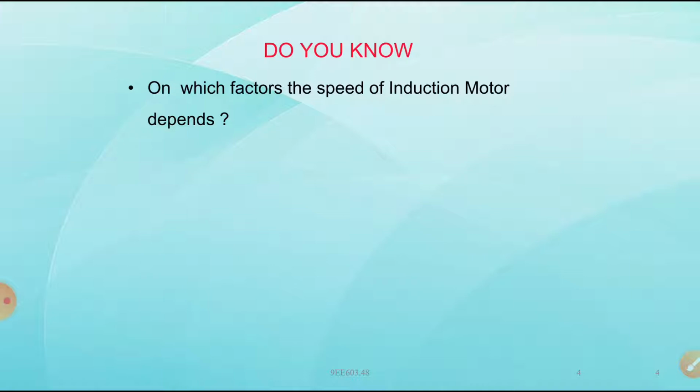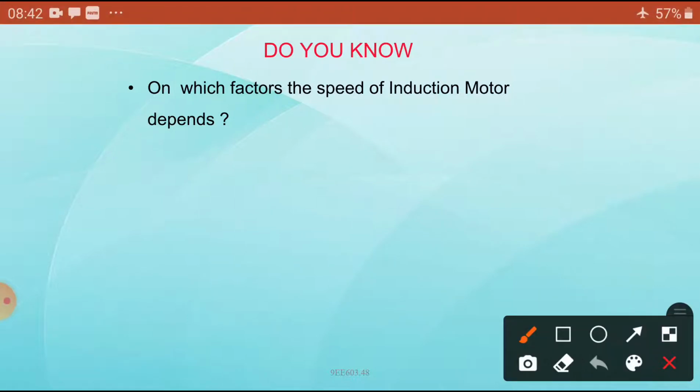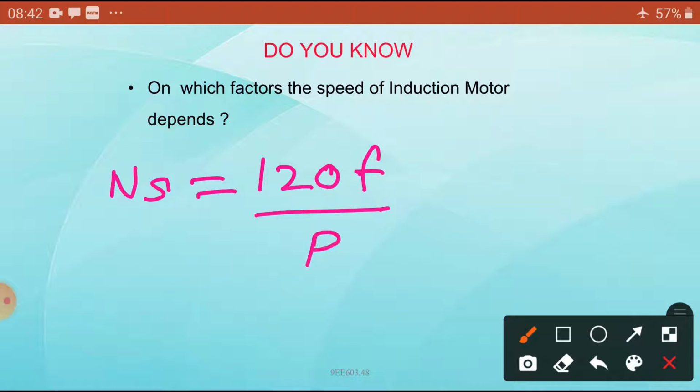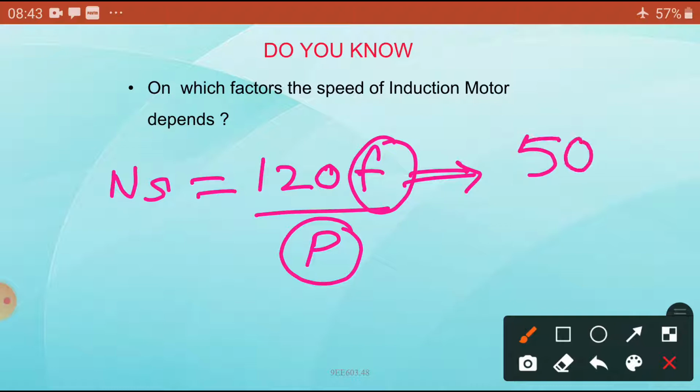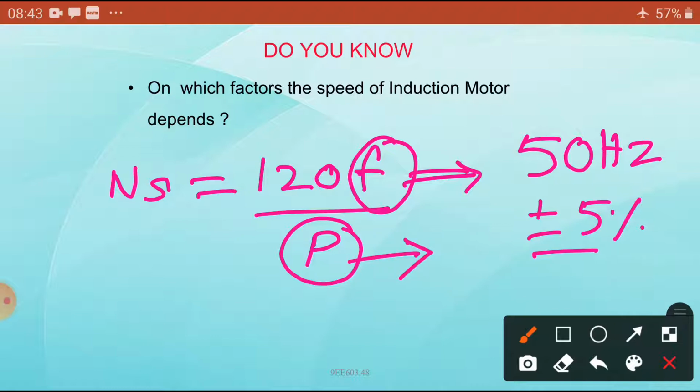Do you know on which factors the speed of an induction motor depends? The synchronous speed Ns is directly proportional to 120 F by P, where F is the supply frequency and P is the number of poles. The supply frequency is given by the DISCOM, we cannot change it. Indian frequency is 50 Hz, with plus or minus 5% tolerance. Beyond this we cannot change it, whereas the speed can be changed with the number of poles.